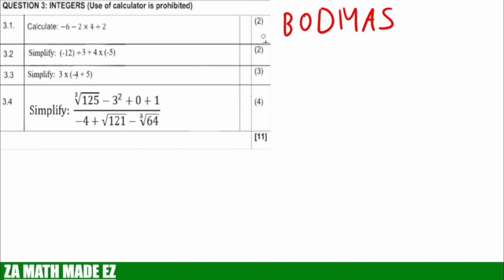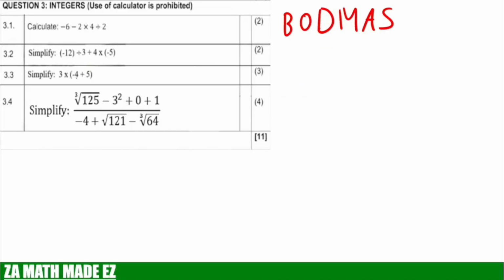Next, simplify 3 times negative 4 plus 5. So we must first do the brackets. Over here, you see the brackets? That's minus 4 plus 5 is equal to 1. So it's just 3 times 1, and 3 times 1 is just equal to 3.